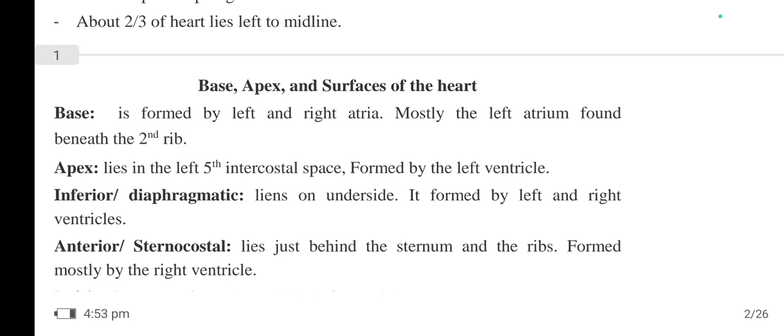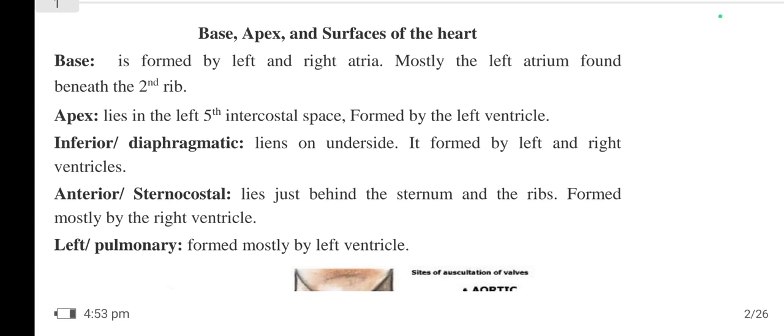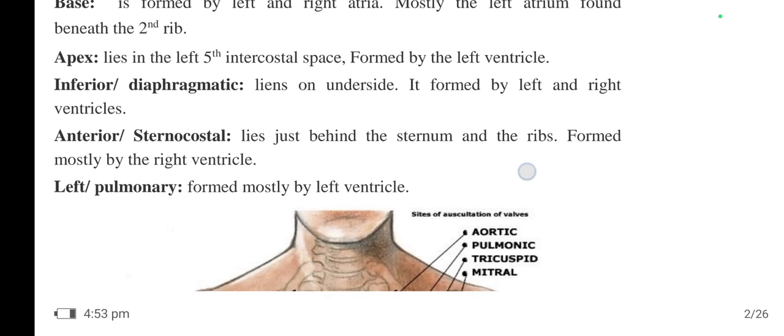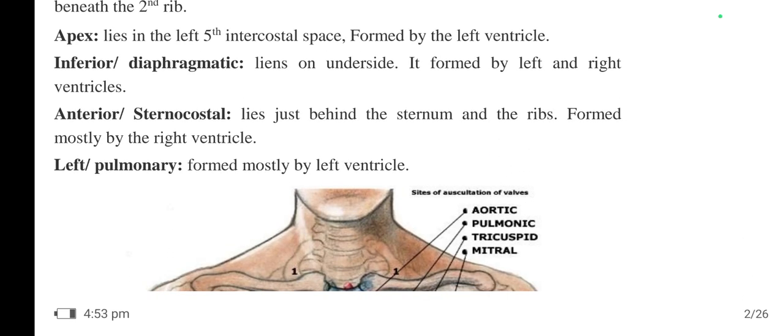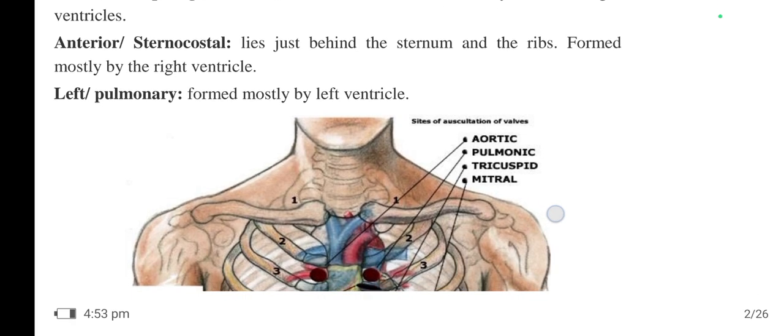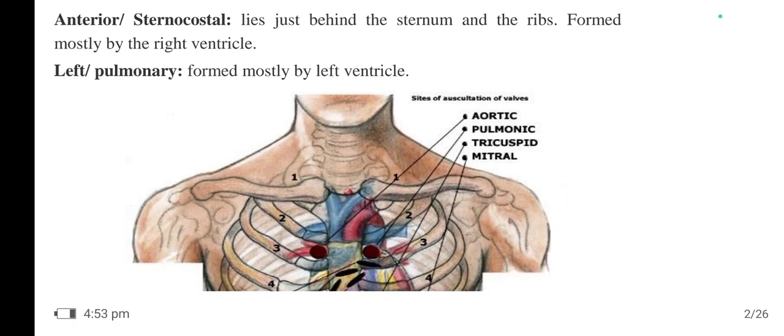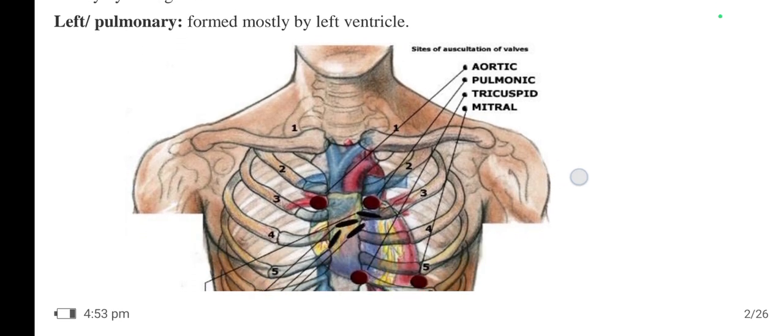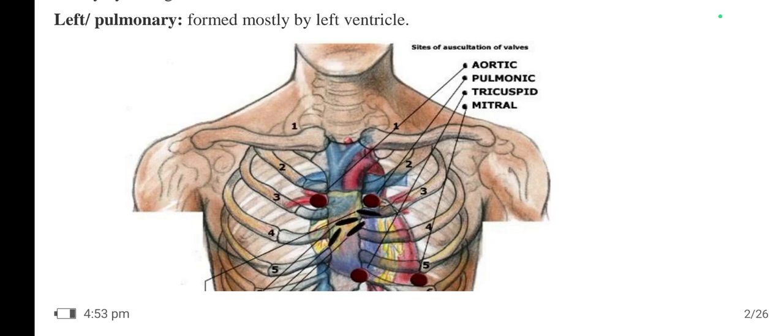Apex, base, surfaces of the heart. The base is formed by the left and right atria, mostly the left atrium, found beneath the second rib. The apex lies in the left fifth intercostal space, formed by the left ventricle. The inferior or diaphragmatic surface lies on the underside, formed by the left and right ventricles. The anterior or sternocostal surface lies just behind the sternum and the ribs, formed mostly by the right ventricle. The left pulmonary surface is formed mostly by the left ventricle.